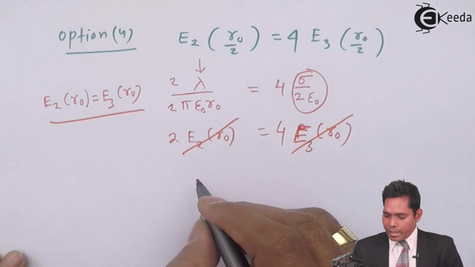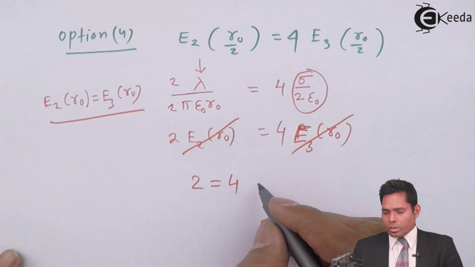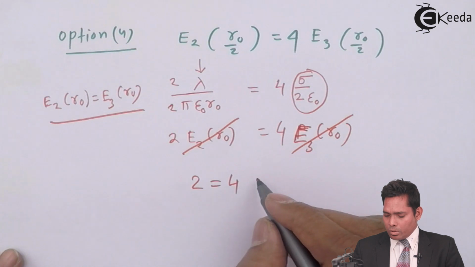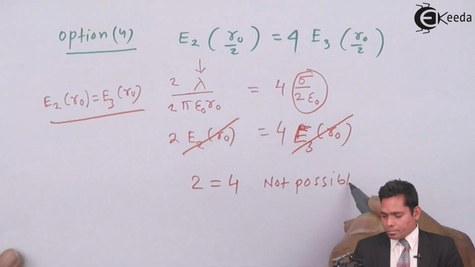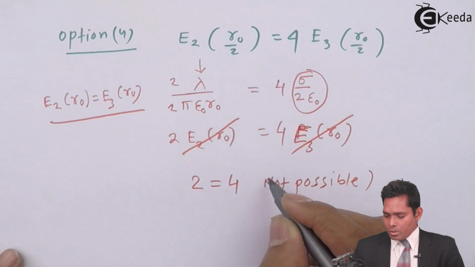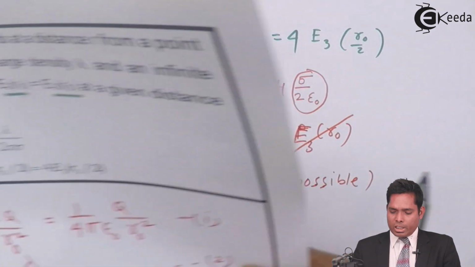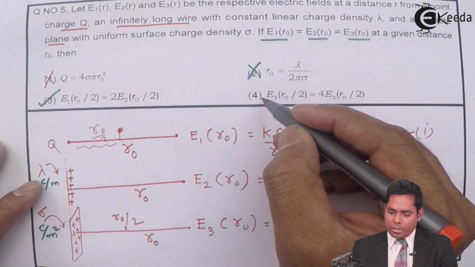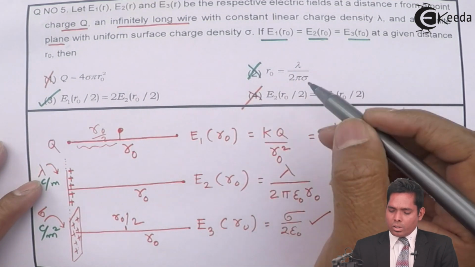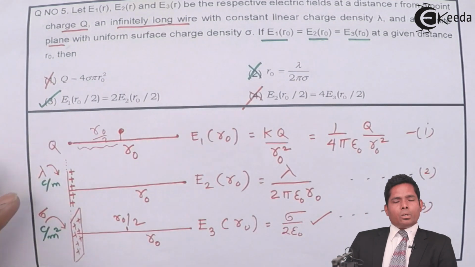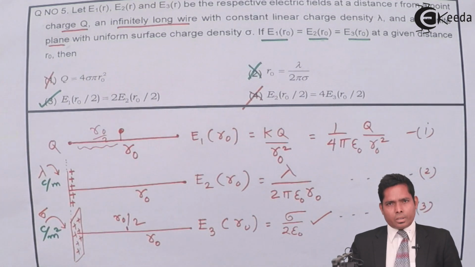If I cancel out, I get 2 equals 4, but 2 can never equal 4, so this answer is wrong. Not possible. So option number 4 is wrong. In this expression, option number 4 is not right. So in this question number 5, the only answer that is correct is option number 3. Okay, thank you.